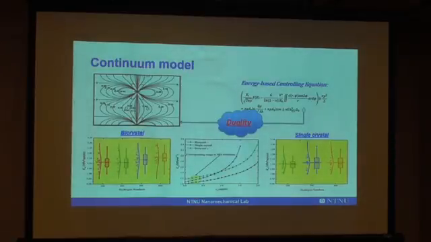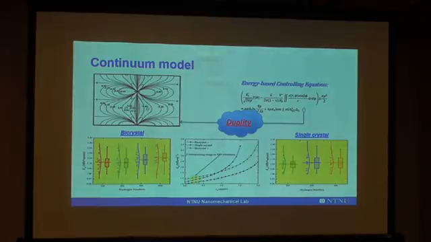So finally, let's come to the continuum model. And this model is proposed based on the energy balance. The controlling equation is here. And in the left side of the equal sign, it's the work done by the stress applied on the dislocation. And on the right side, it's the energy of the dislocations.